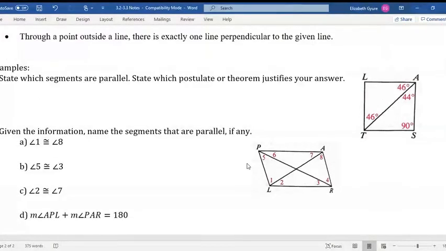So the only thing that's different here is you're going to be given congruent or supplementary angles, and you have to use that information to determine what is parallel. So state which segments are parallel, and then state which postulate or theorem justifies your answer. So you want to look for both supplementary and congruent angles. So if you take a look at number 1 here, do you guys notice any congruent or supplementary angles in your picture?